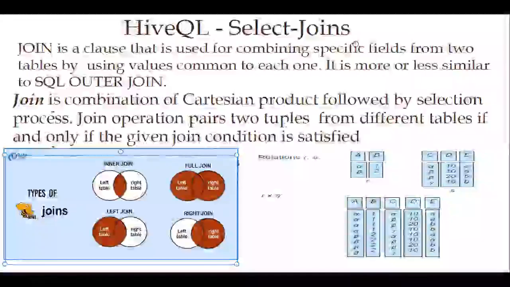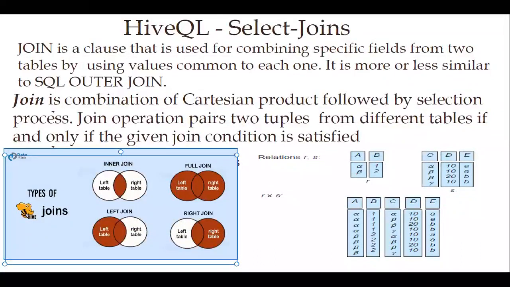Okay, so in this session we'll start with HiveQL joins. Joins, maybe you would have studied in a normal RDBMS or DBMS subject. So a join is required when you want to combine more than one table with certain conditions, then you need the join concept.